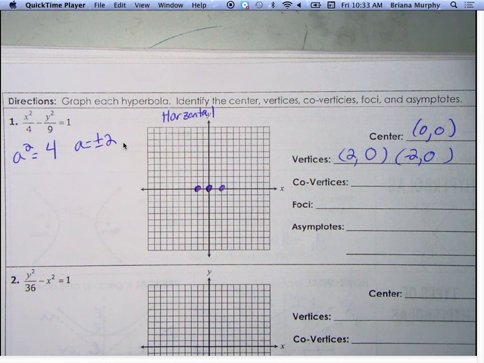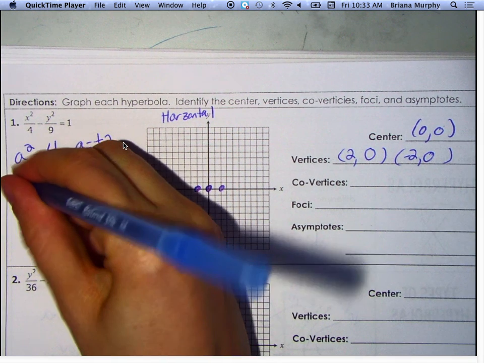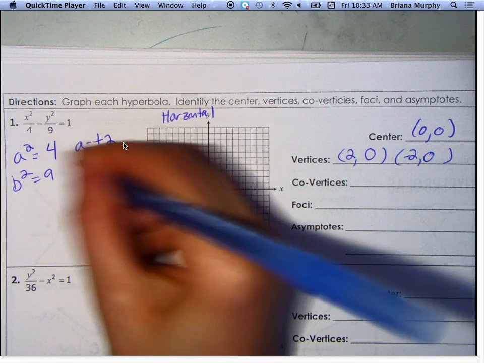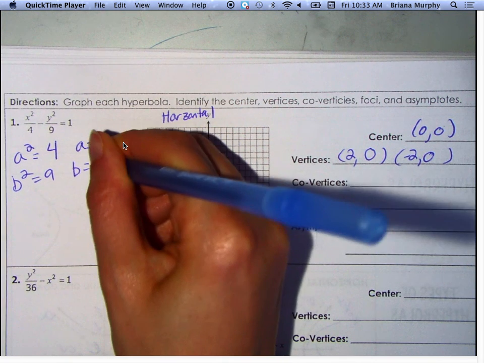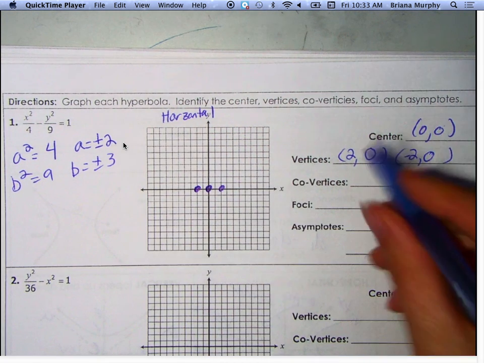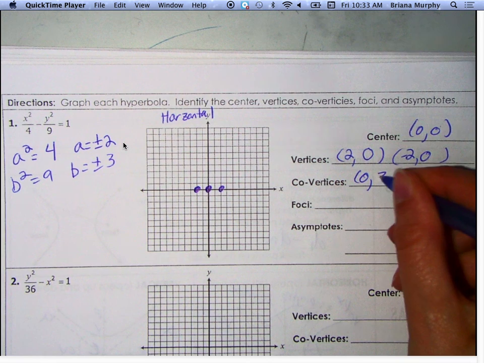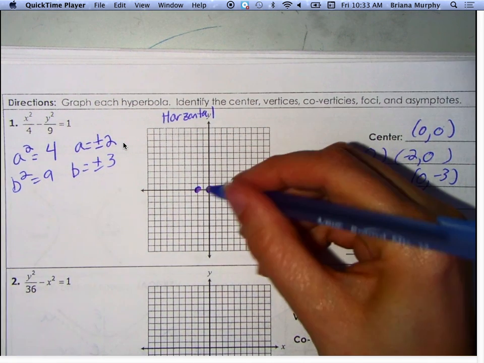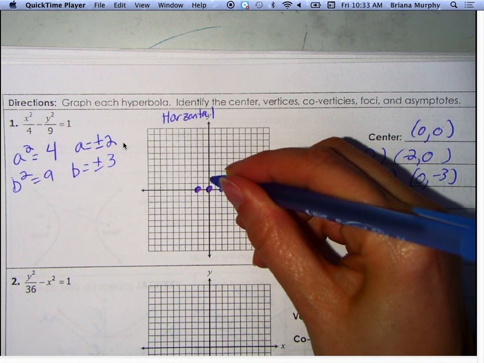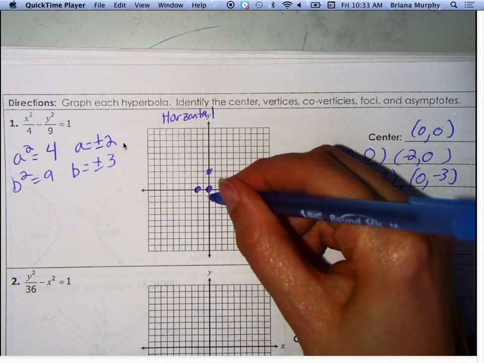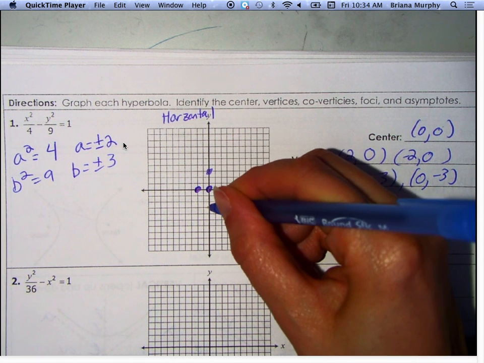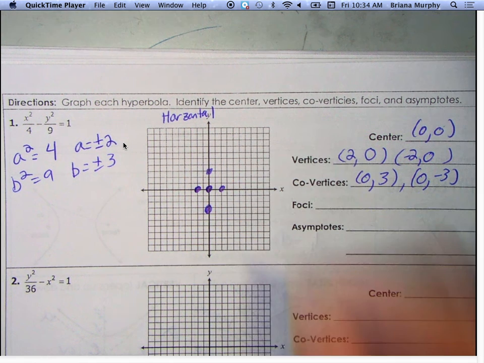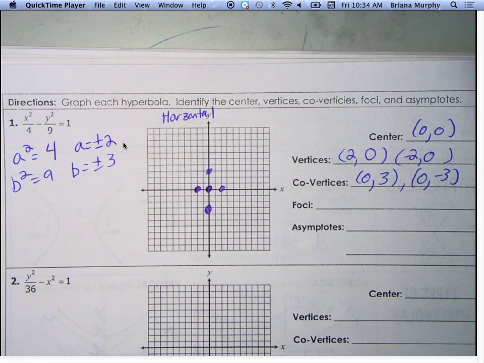Now I need to graph the co-vertices, so I need to find out what b is. What's b squared? 9. So what's b? Plus or minus 3. So it'd be 0, 3 and 0, negative 3. Correct. Up 3, and down negative 3. This looks like our ellipses.